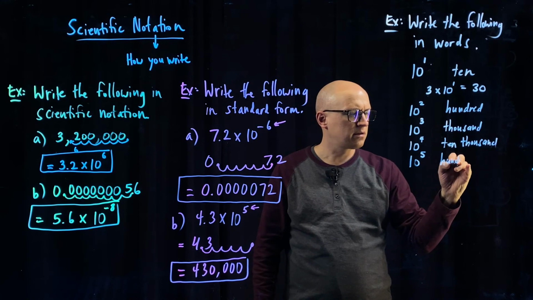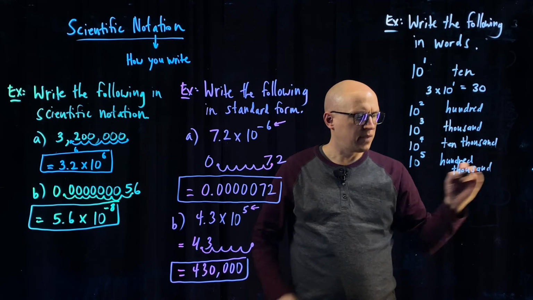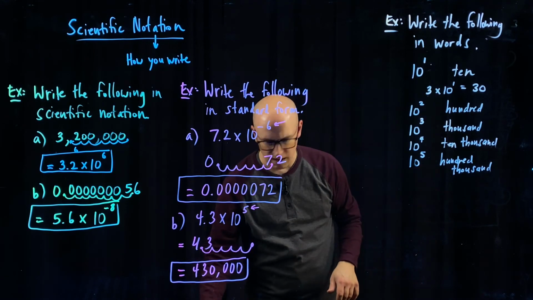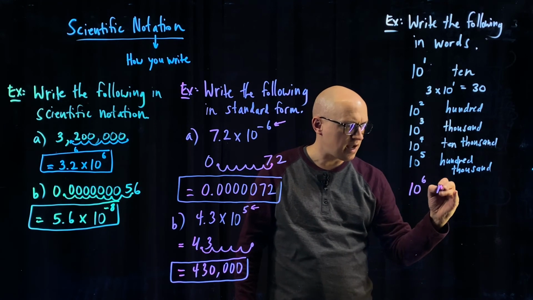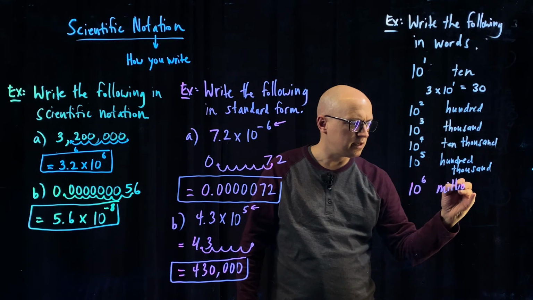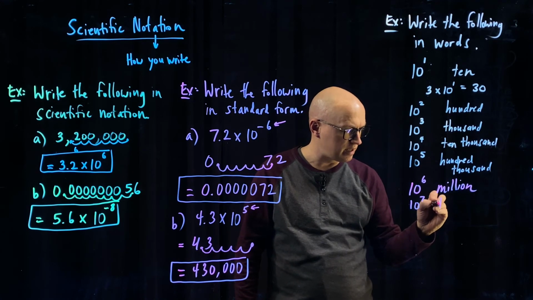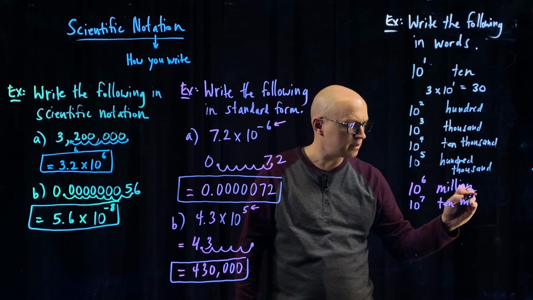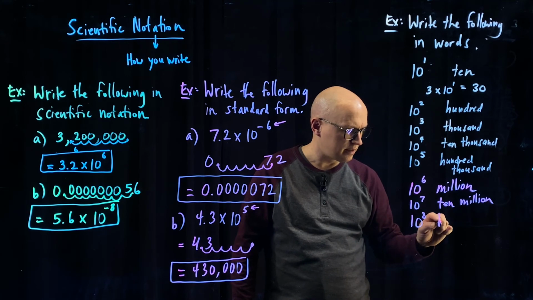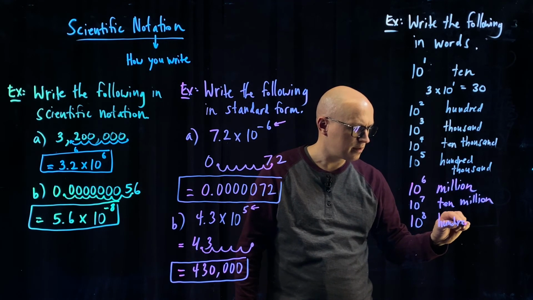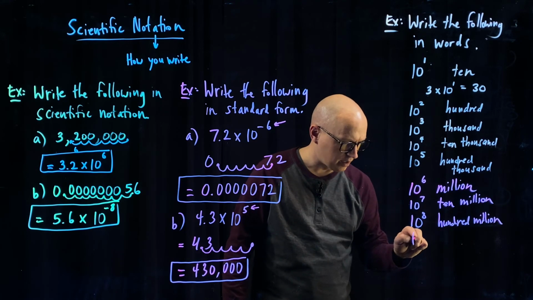I'm going to grab a different marker because this one's drying up on me. 10 to the 6th is a big stopping point because now we're talking about million. 10 to the 7th then is going to be 10 million. 10 to the 8th is 100 million. And then we're going to go 10 to the 9th.